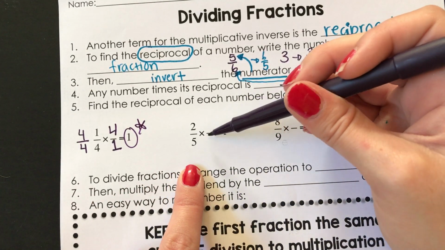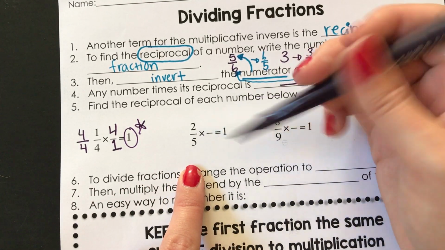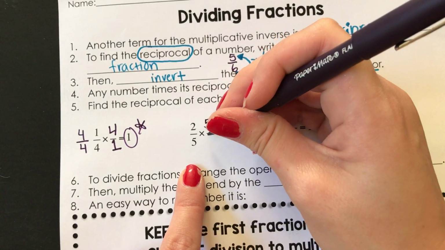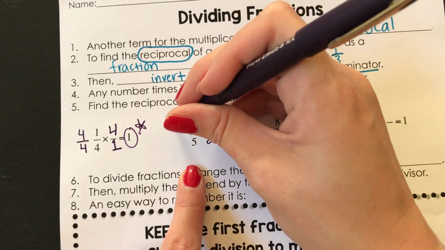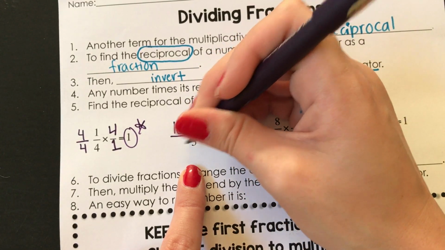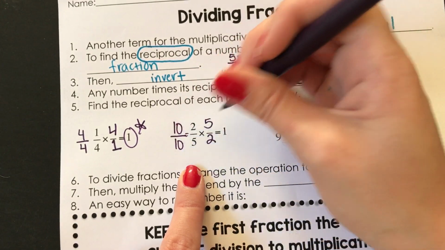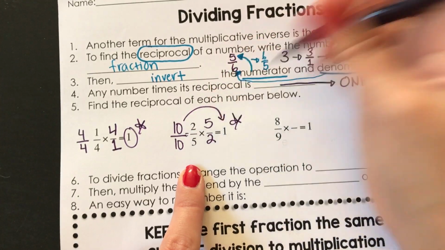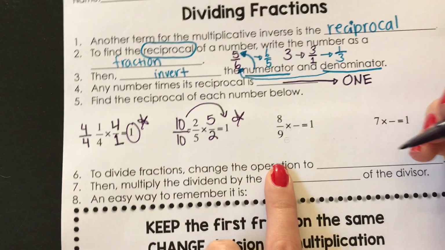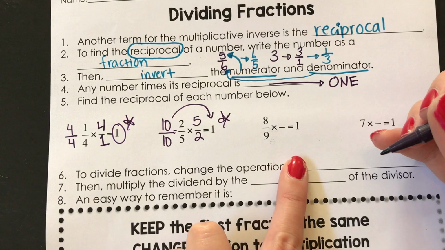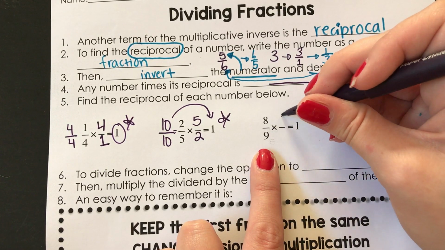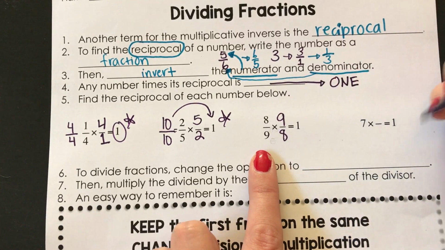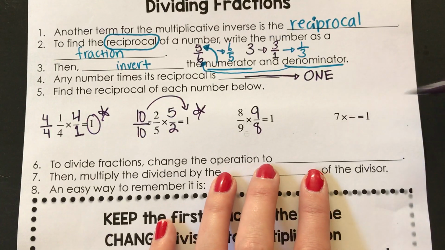2 over 5 times its reciprocal, I need to invert it, is now going to be 5 over 2. 2 times 5 is 10. 5 times 2 is 10. 10 over 10 simplified is 1. That checks out. 8 over 9 times its reciprocal equals 1. So if I invert 8 over 9, it'll now be 9 over 8. You're getting the idea? Oh, and here's a whole number again.